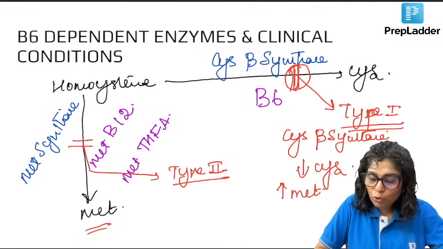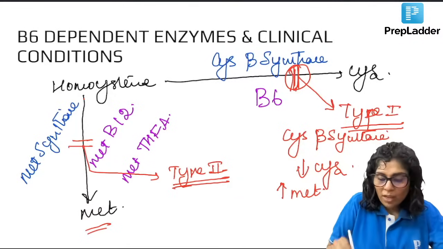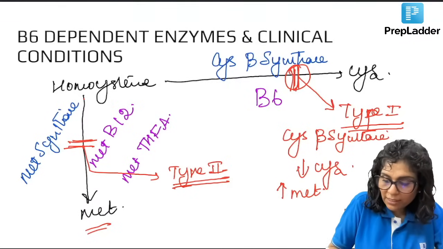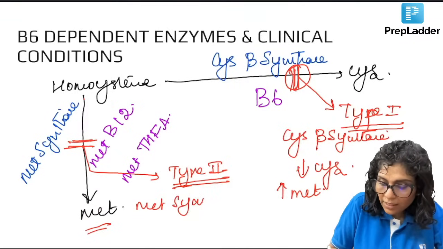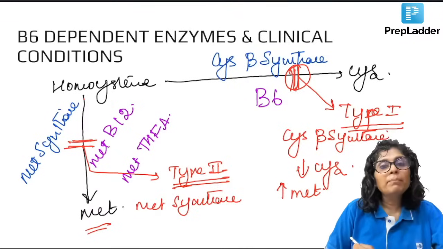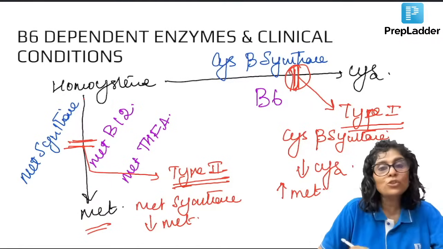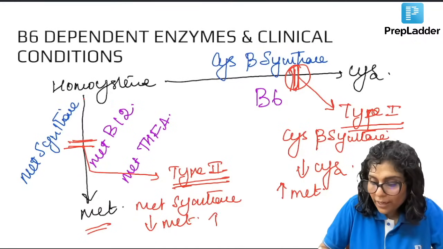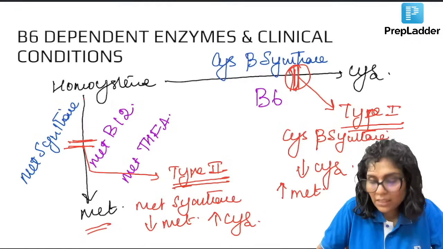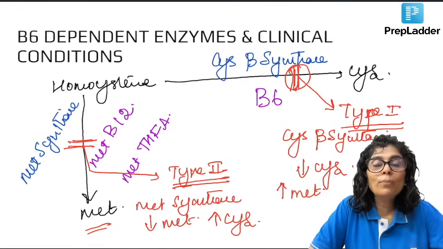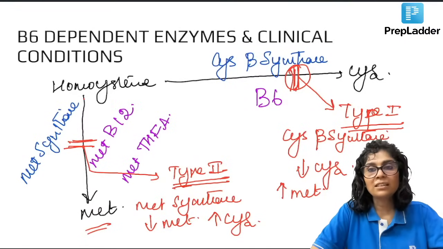What is type 2 homocystinuria due to? Because of the defect of which enzyme? Methionine synthase. When methionine synthase is defective, what is not formed? Methionine is not formed. The accumulated homocysteine becomes cysteine. So you will see low methionine and high cysteine.